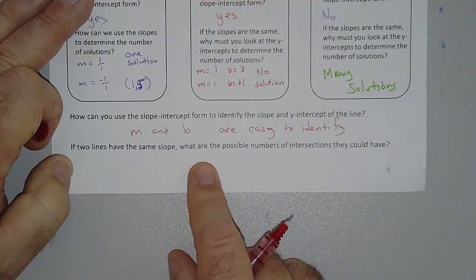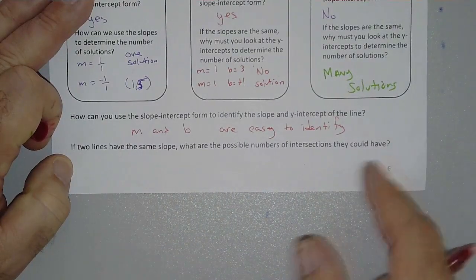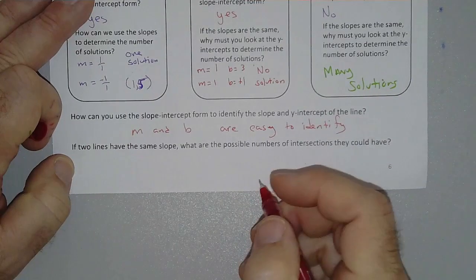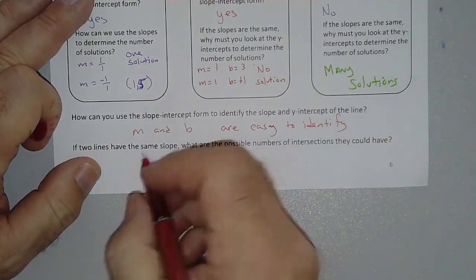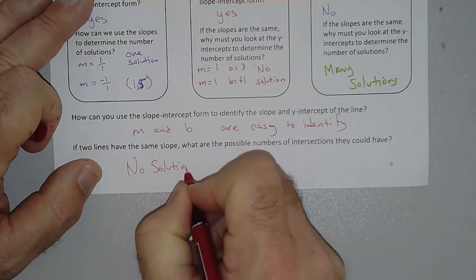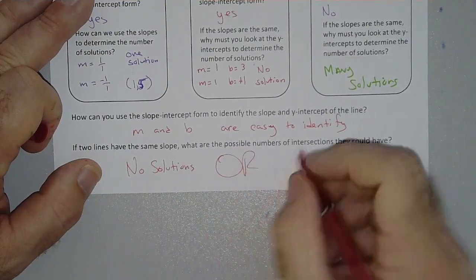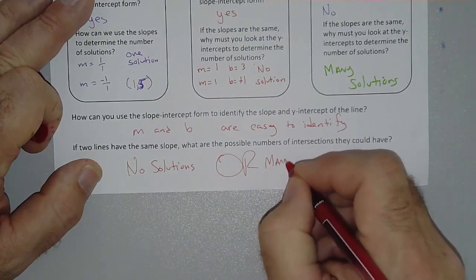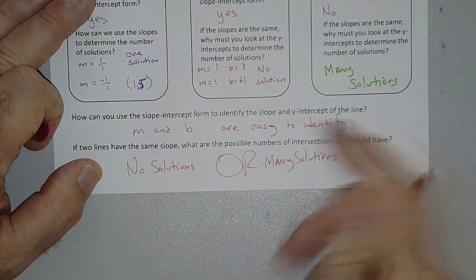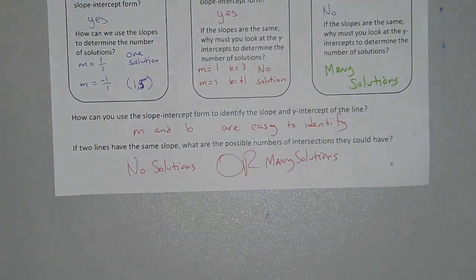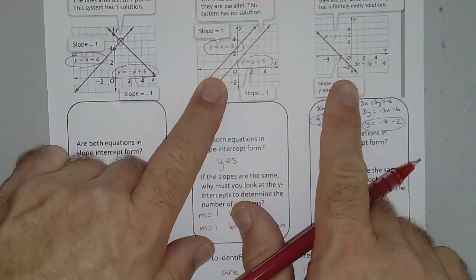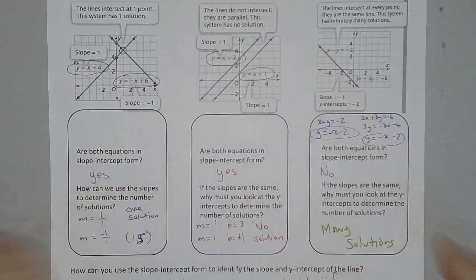Then, if two lines have the same slope, what are the possible numbers of intersections they could have? Well, there's two things that could happen here. One, we could have no solution, so there are no intersections, or we could have many solutions, which is like all intersections, right? So no solution would be like no intersections. Many solutions is just constant intersection. These will never meet. These are constantly met.